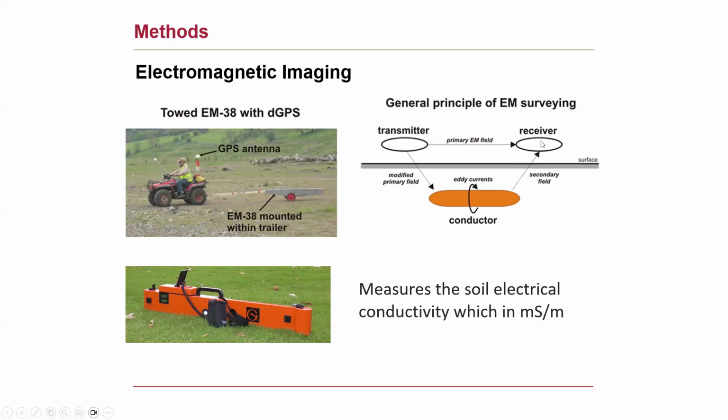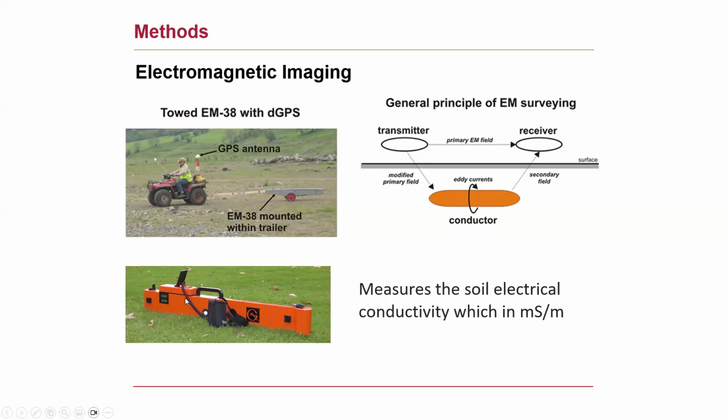And with that secondary electromagnetic field, because we know the primary electromagnetic field that we injected, if we pick two of them, we can estimate what the conductivity of the subsurface is and even say something about the magnetic susceptibility of the soil. And this instrument here is the simple conductivity meter that we could use to do this measurement.